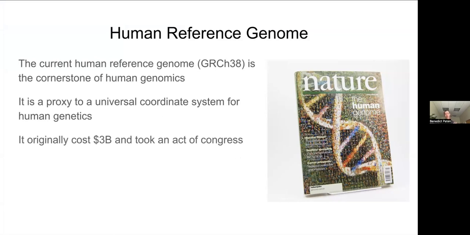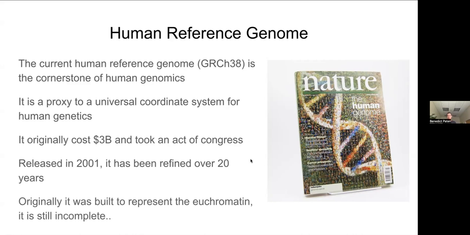We talk about everything through the lens of that one reference. And of course, it dates back originally about 30 years, and in terms of the actual initial assembly, 20 years, and took an act of Congress to create. And it has actually been refined substantially since that initial draft. Initially it was built just to represent the euchromatic portions of the genome, and it's by design a mosaic of individuals. So if you think of the primary path of the assembly, we have essentially a mosaic representation of a group of individuals. And it is still incomplete, right? There are still areas that are wrong or that are gaps or that are simulated in that reference sequence.